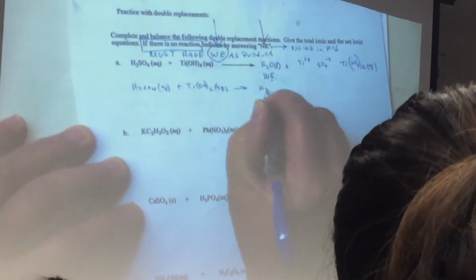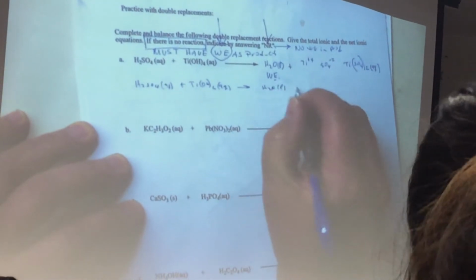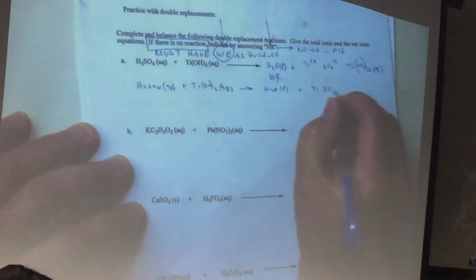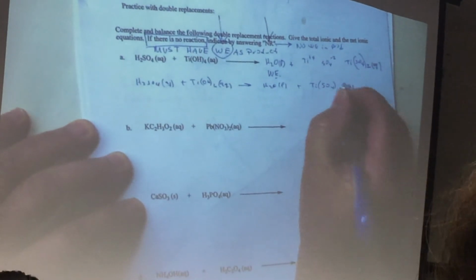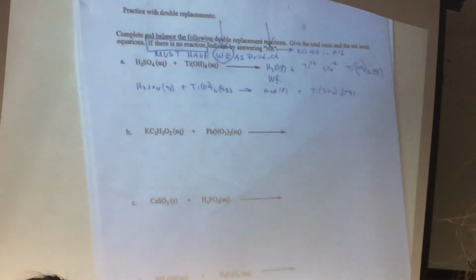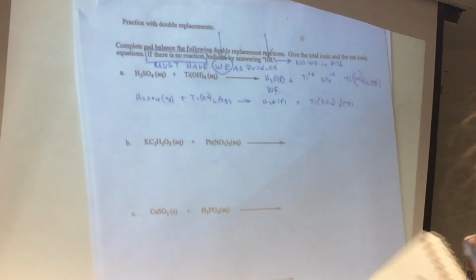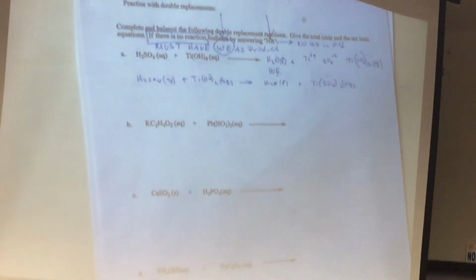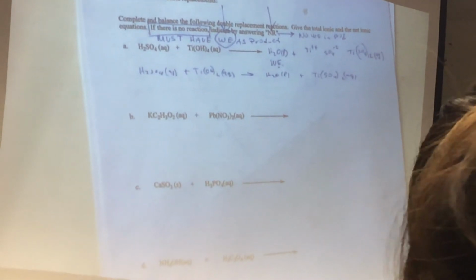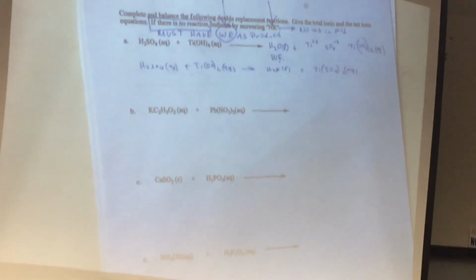H2SO4 aqueous plus Ti(OH)4 aqueous going to water liquid plus TiSO4 aqueous. And believe it or not, the harder part's already done, because the decision-making process of having found a weak electrolyte is actually the more challenging one. Look what happens now. Now it's just a regular balancing.